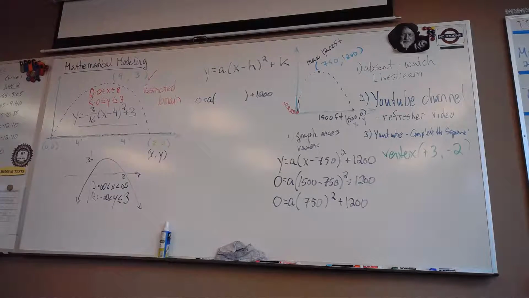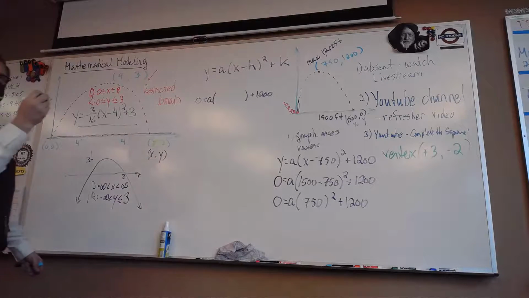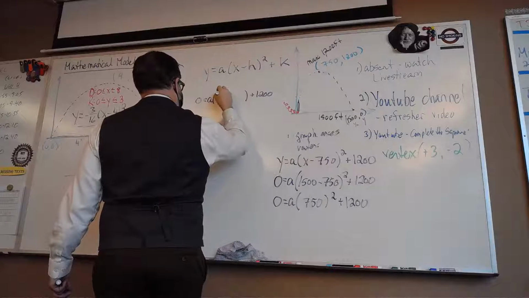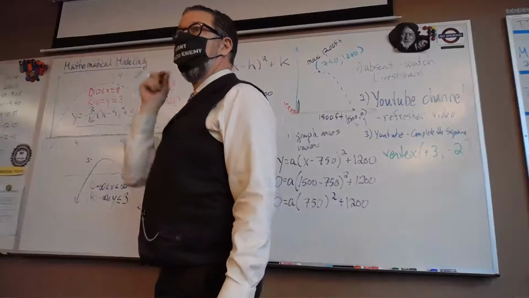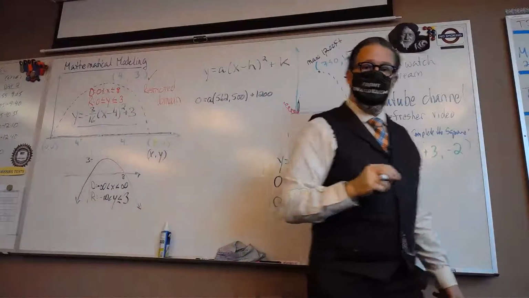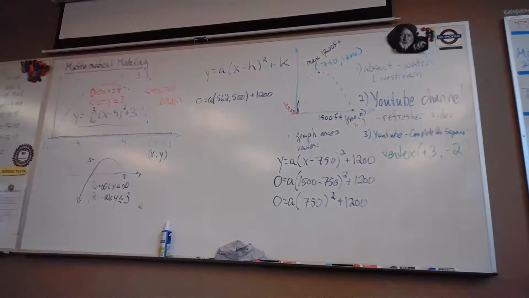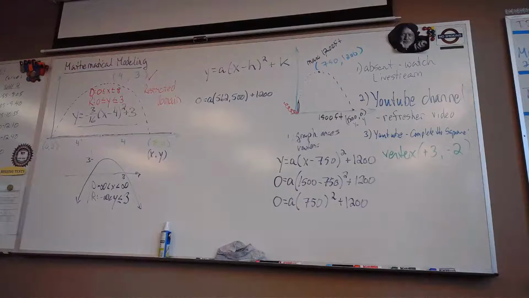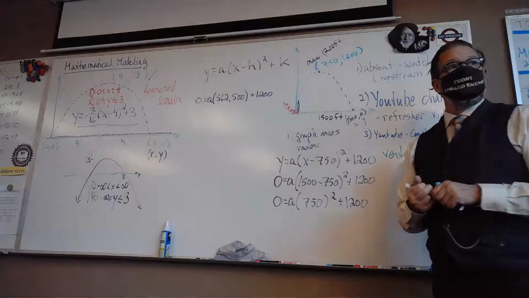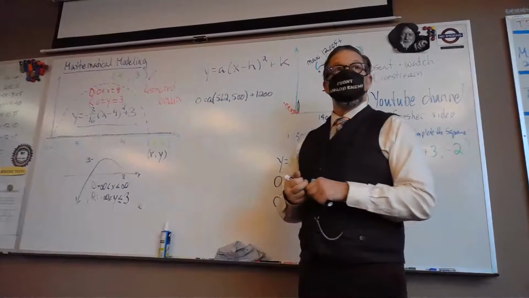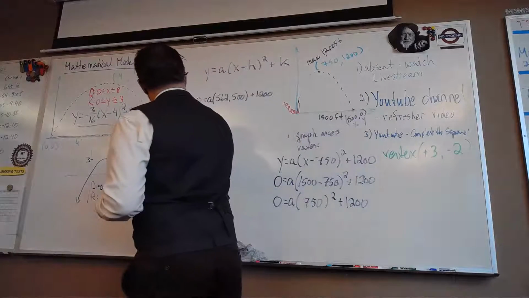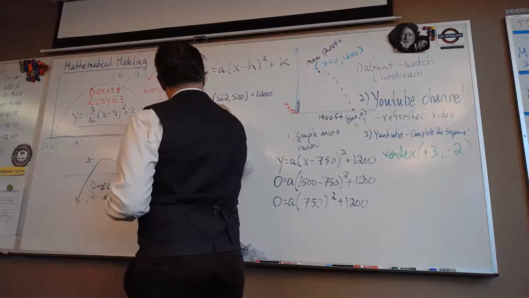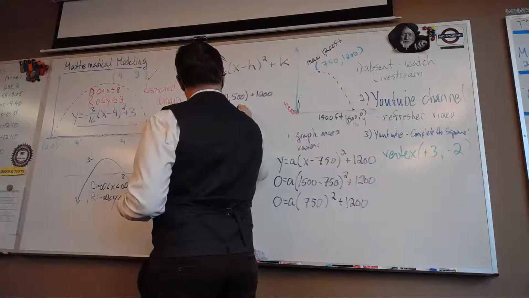Annie, what's 750 squared? 562,500. It's okay. That's okay. A big number. Yeah, but we're going to do some simplifying. Or maybe we won't need to. Avery, what's my next step in solving for A? I want to get A by itself. You subtract 1,200. Good. I've got negative 1,200 equals A times 562,500.